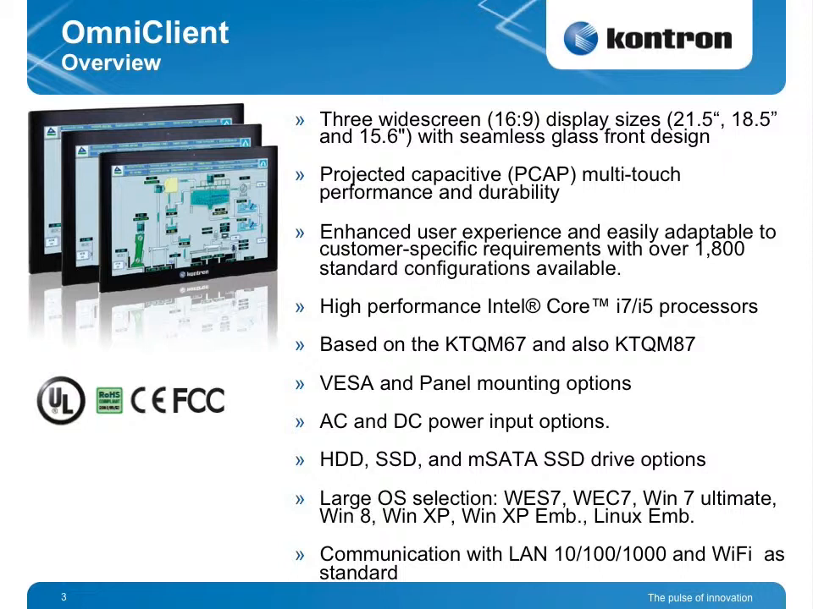One of the other things about our products is that they all come with the options of RFID, Wi-Fi, and a 5 megapixel 1080i camera. If you look at all of our configurations and all of our options, we have 1,800 different options on the OmniClient line. So there's quite a lot of SKUs available under the OmniClient product.